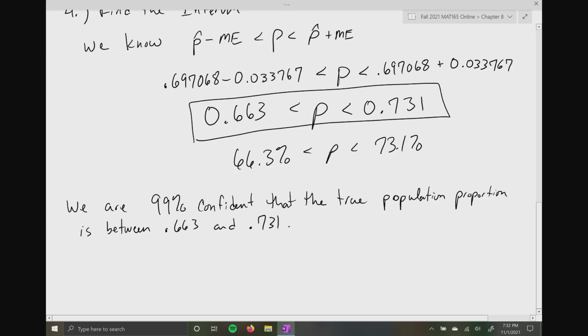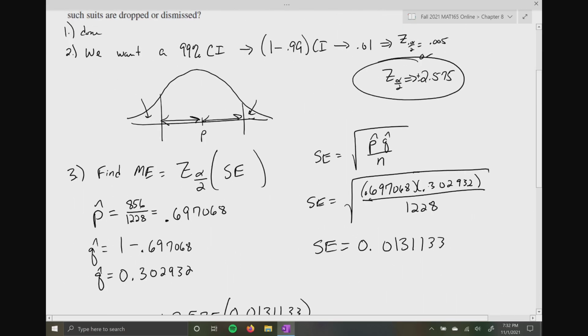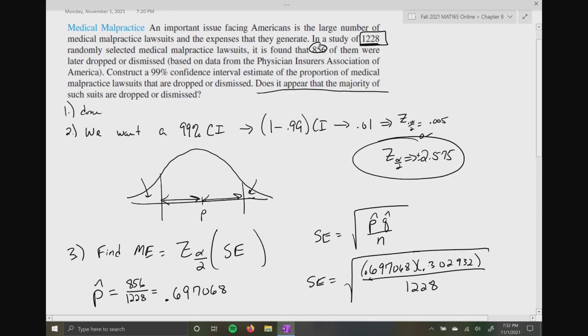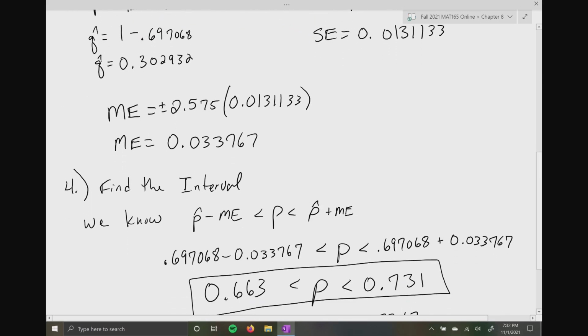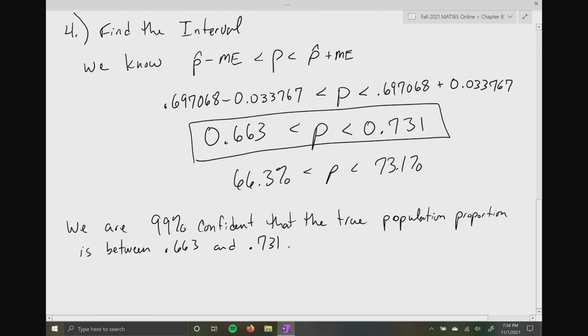But now, let's answer the second part of the question. So I'll scroll up. The second part of the question asks, does it appear that the majority of such suits are dropped or dismissed? Let's think about that. We need to go back and look at our interval that we've created. When we look at our confidence interval and compare that to the data that we've collected, p hat is equal to, let's round it to 0.697. That is the data we've collected. Notice that that definitely is in between 0.66 and 0.73.